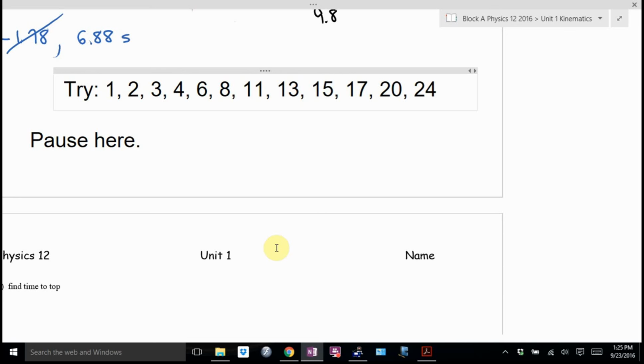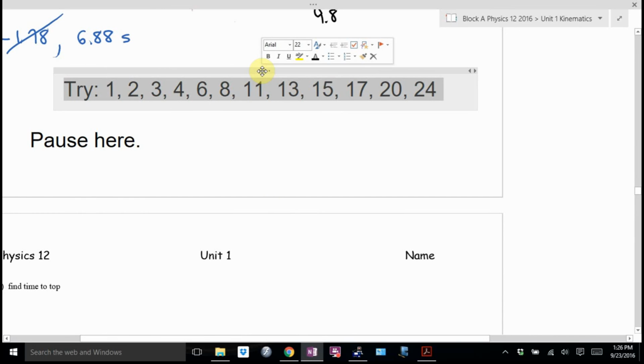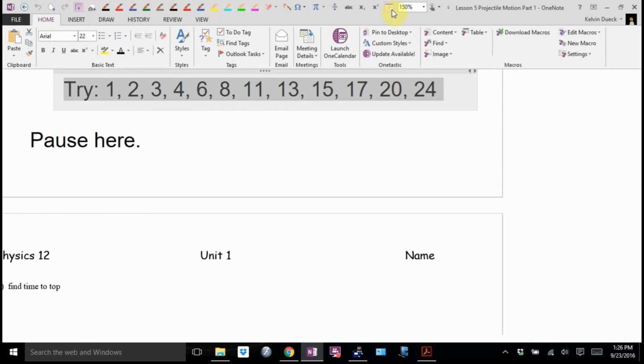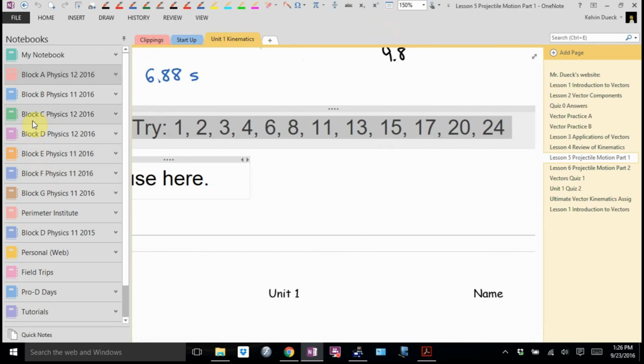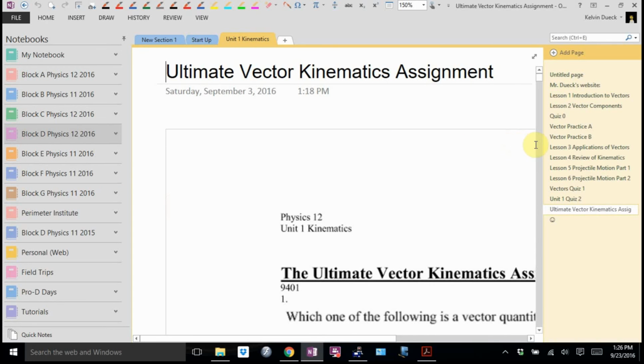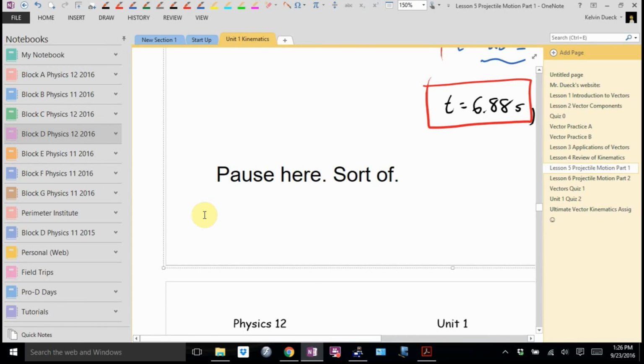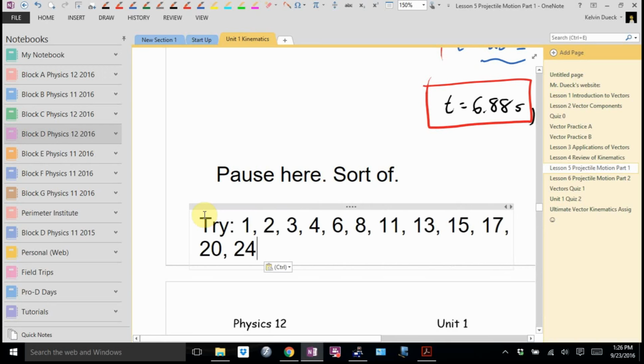You can do number 6. You can do number 8. You can do number 11. 13. 15. 17. 20. And 24. You do not have to do these right now. And just because you've circled those ones doesn't mean you don't do the other ones. It just means I haven't given you enough to do the other ones yet.